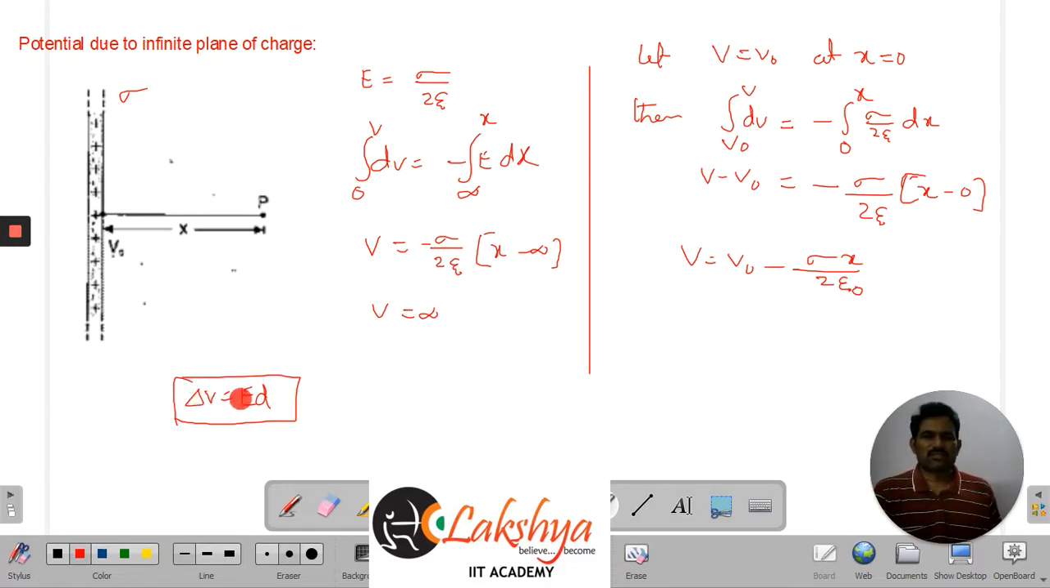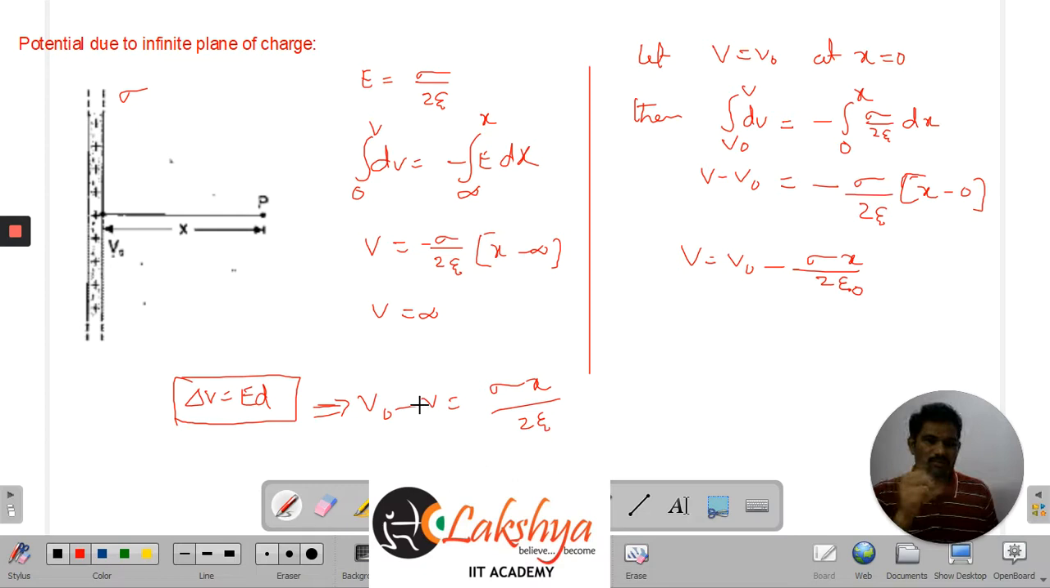When you are writing like this, we need to write delta V as higher minus lower potential. How to identify higher and lower potential? We know that when you are traveling in the direction of the field, potential goes on decreasing. So the field is away from this plane, so potential V naught should be greater than this V. So here you can write this as V naught minus V. If you want to write it directly, you can write V naught minus V is equal to sigma into x by 2 epsilon naught.